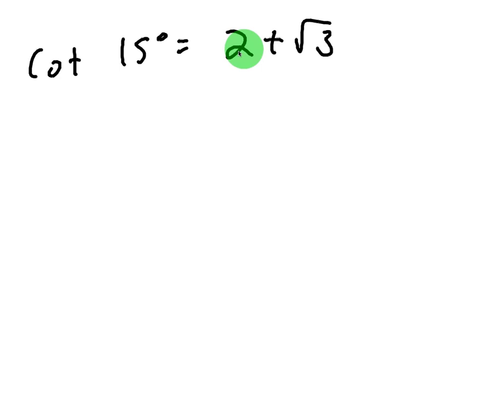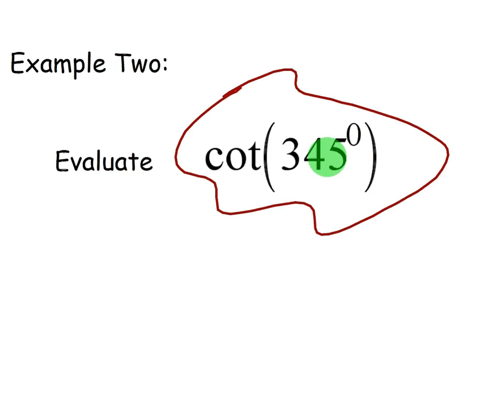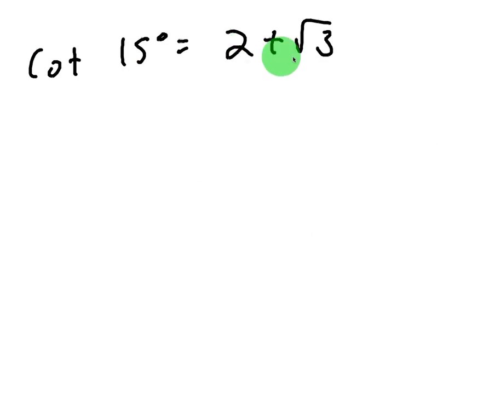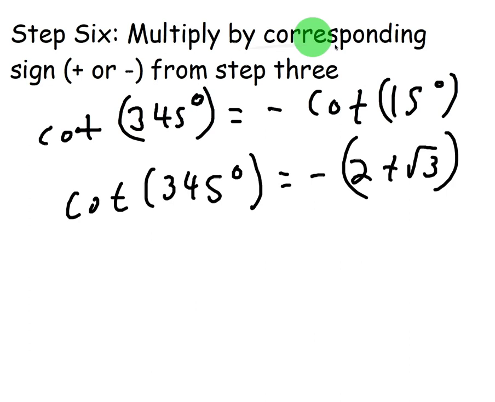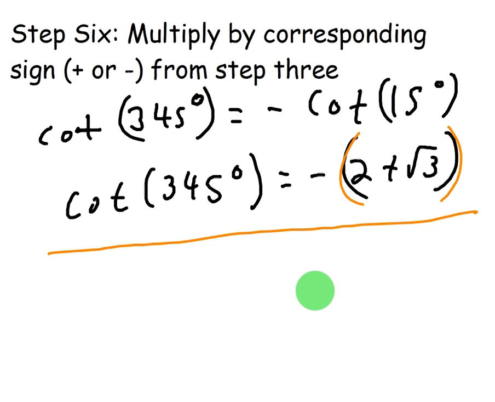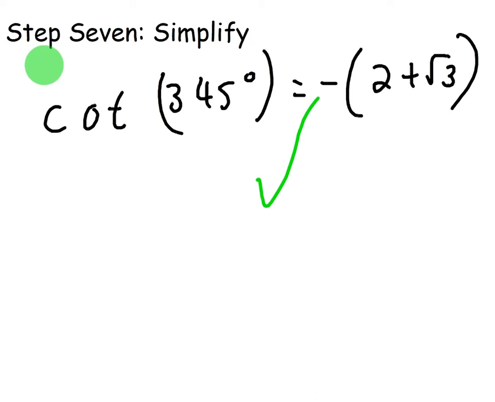Now, we were originally trying to figure out cotangent of 345, and since it's in the fourth quadrant, we're just going to take our cotangent of 15 and multiply it by negative 1. So step 6, multiply the corresponding sign from step 3. So just multiply cotangent of 15 by negative 1, and voila. This is actually going to be my answer. Cotangent of 345 is negative parentheses 2 plus the square root of 3. Again, you don't need to do any simplification for that. However, for step 7, you want to double check that you cannot simplify that expression and be done with the problem. So final answer for this one, cotangent of 345 is equal to negative quantity 2 plus radical 3.